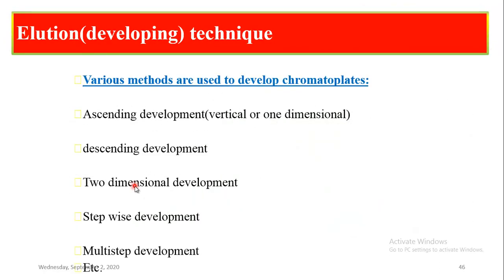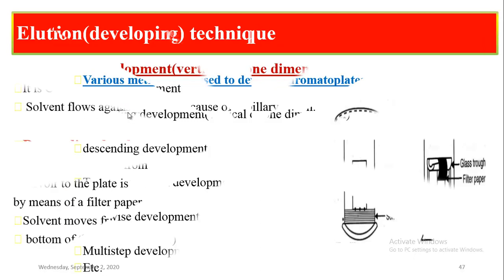Various methods are used to develop a chromatogram: ascending, descending, two-dimensional, stepwise, multi-step. So these are the different elution or developing techniques used in paper chromatography and also in TLC plates, which is also one-dimensional, vertical. So normally we will use ascending or descending, or one- or two-dimensional.